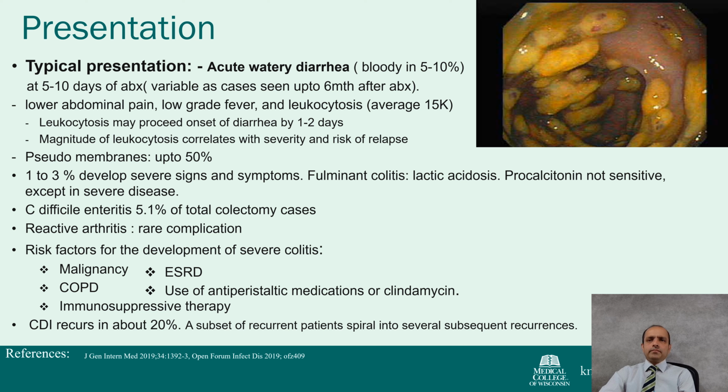Pseudomembranes might form in up to 50% of people, and 1 to 3% of people get severe disease. Remember, out of total colectomy cases, 5% is actually contributed by C. diff infection. So it's a very important infection to treat. Some people also get reactive arthritis.